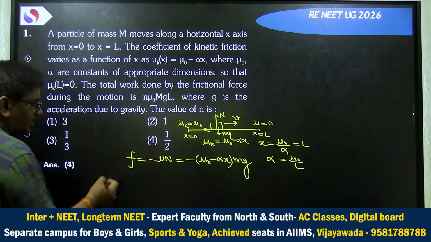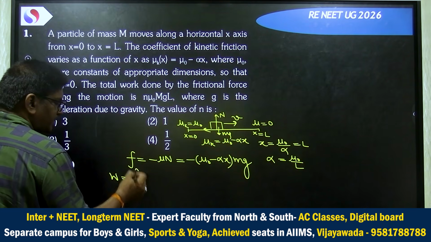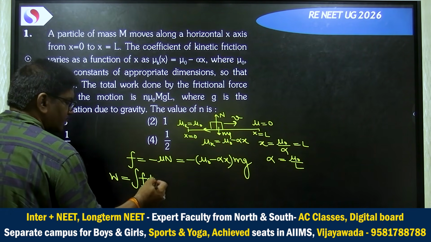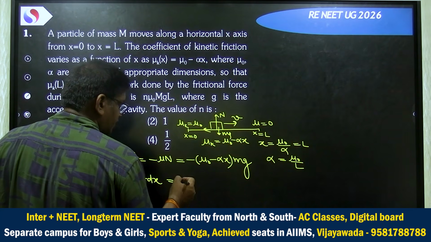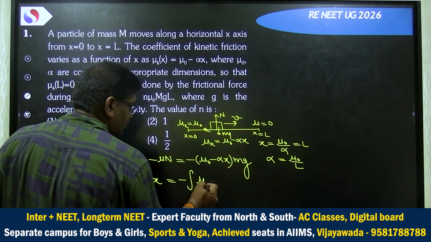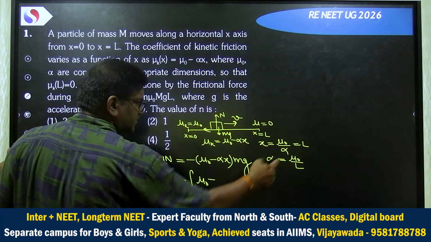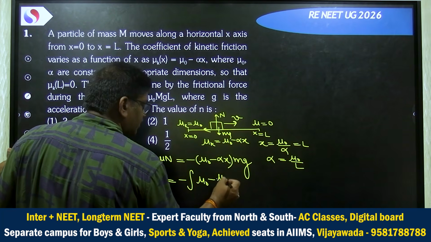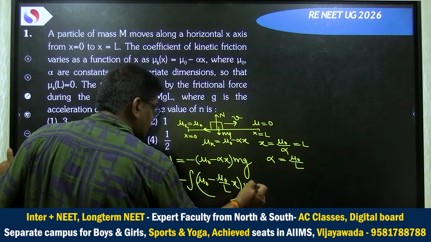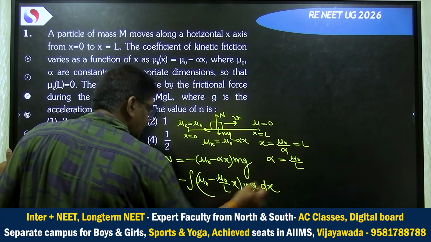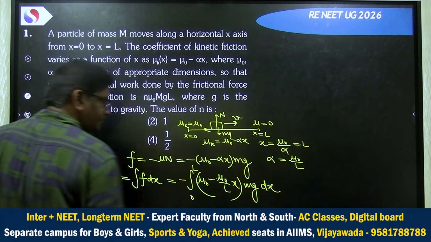So calculate the work done. We know that it is force into displacement. Since this force is variable, we have to use F into dx, which is giving me minus of (mu naught minus this alpha value, which will be mu naught by L, into x) into mg into dx. And just put the limit from 0 to L.